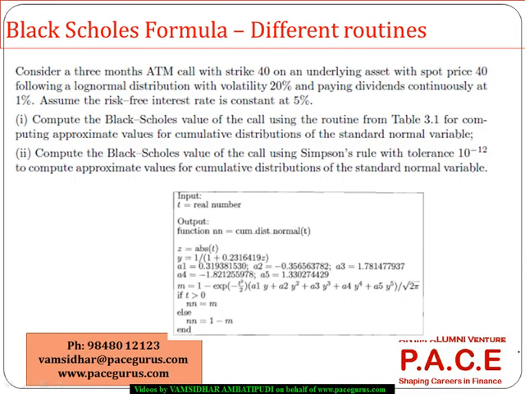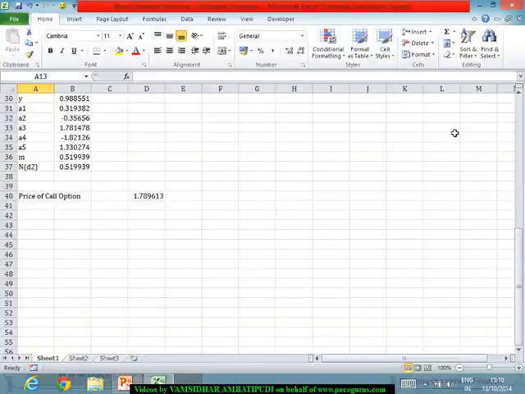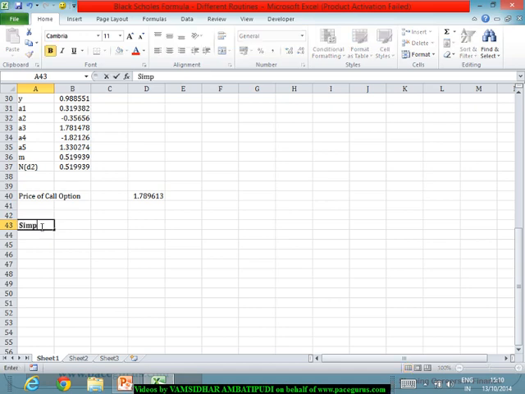Now I am asked to compute the same Black-Scholes formula of the call using Simpson's rule with a tolerance of 10 to the power of minus 12. So again, using Simpson's rule, if I have to compute both for D1 as well as D2, let me do, let's say, 128 sub-intervals, because we can execute that in Excel quite comfortably. So I'll go with Simpson's rule, probably with 128 intervals.